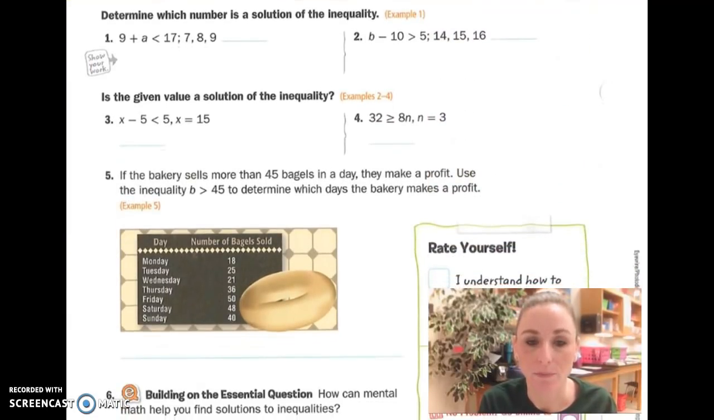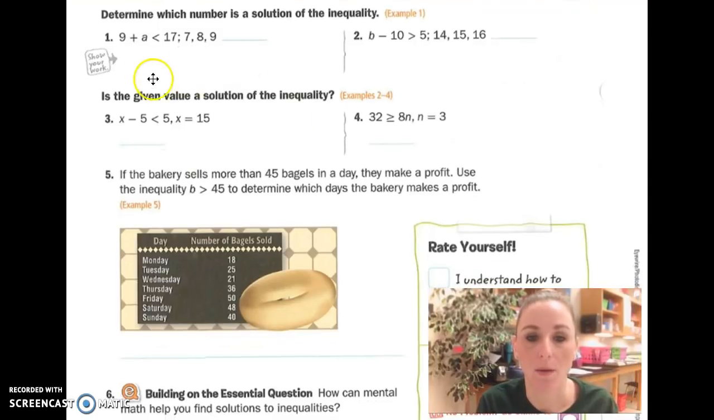Here's what you need to do. You need to go through and work on problems 1, 2, 3, 4, and 5 right now. I'm going to hit pause. I'm going to come back. We're going to have these answers here. So hit pause, solve problems 1 through 5, and then come back and we will talk about those answers.